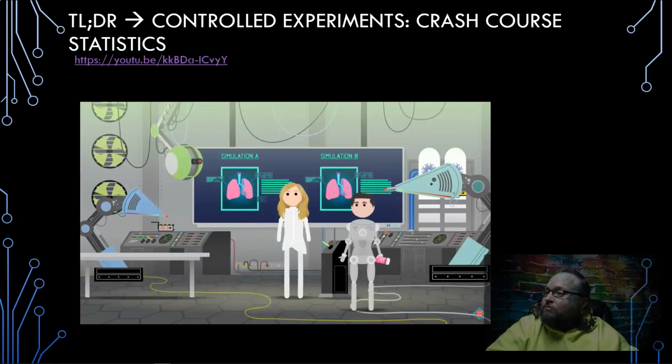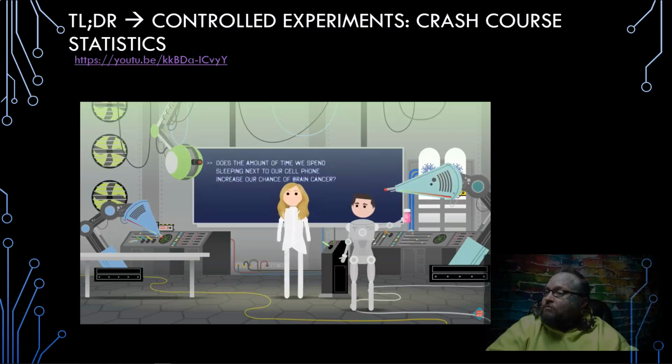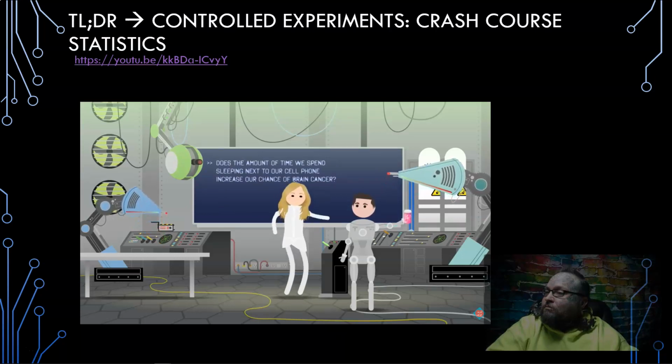Once both simulations are done, we'd be able to look at our data and have a good idea of whether it works. Now, we can't yet run a parallel universe just to satisfy our curiosity about whether the amount of time we spend sleeping next to our cell phone increases our chance of brain cancer. But we are doing the next best thing.